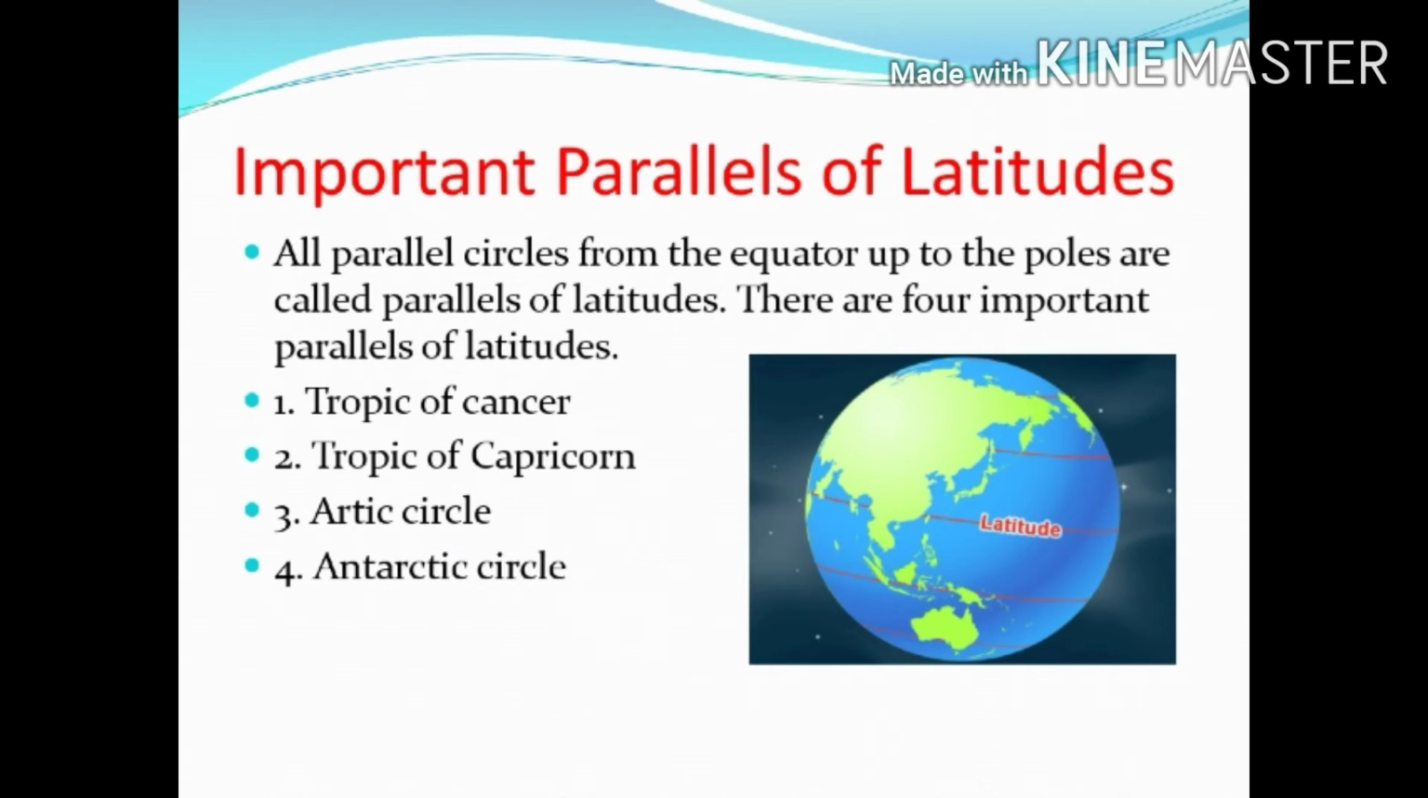Important parallels of latitudes. All parallel circles from the equator up to the poles are called parallels of latitudes. There are 4 important parallels of latitudes. Those are Tropic of Cancer, Tropic of Capricorn, Arctic Circle, Antarctic Circle.